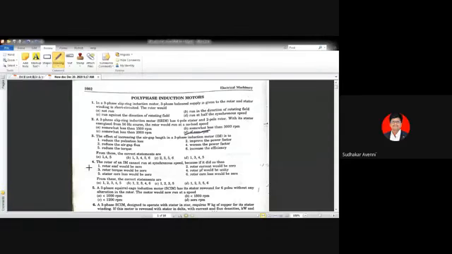The rotor of an induction motor cannot run at synchronous speed because, if it did so, then... See here, the rotor of an induction motor cannot run at synchronous speed. Definitely, it always runs less than the synchronous speed. It never attains synchronous speed. But here they are asking as a question: if it runs at synchronous speed, what happens?